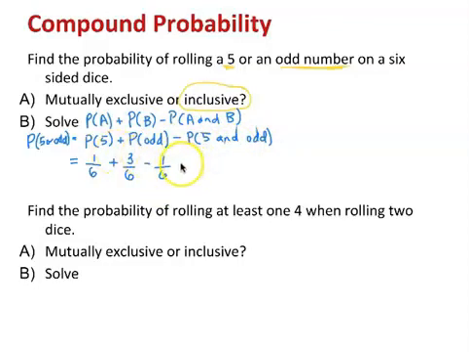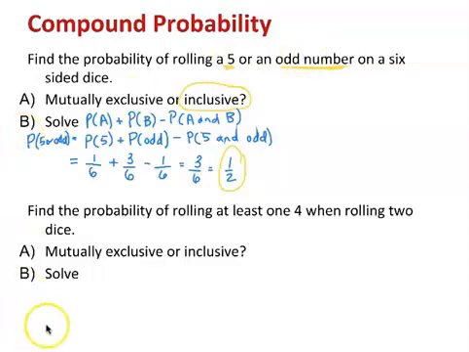So now we're ready to add up all of our probabilities, and we can see that the 1/6 minus 1/6 will cancel out. We're left with 3/6, 3 over 6, which we can reduce to 1/2. So that is our final answer: 1/2 probability of rolling a 5 or an odd number. So there is a 1/2 chance that we would roll a 5 or an odd number if we were to throw a 6-sided dice.